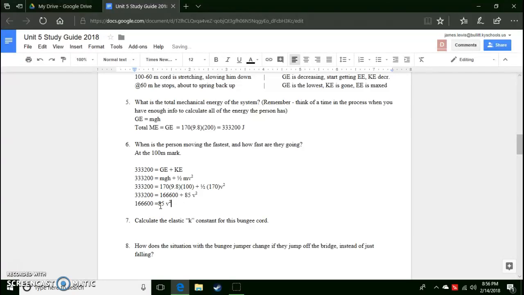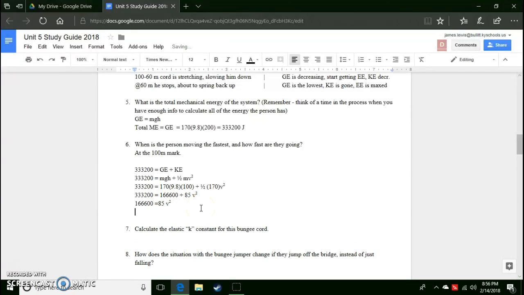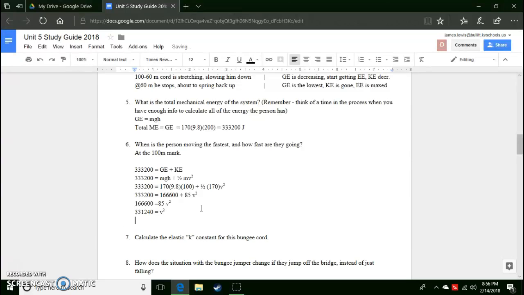So we need to divide by 85 because it's 85 multiplied. So this number divided by 85 is going to give us 331,240 equals v squared. And then finally, we need to do a square root to get rid of that squared.